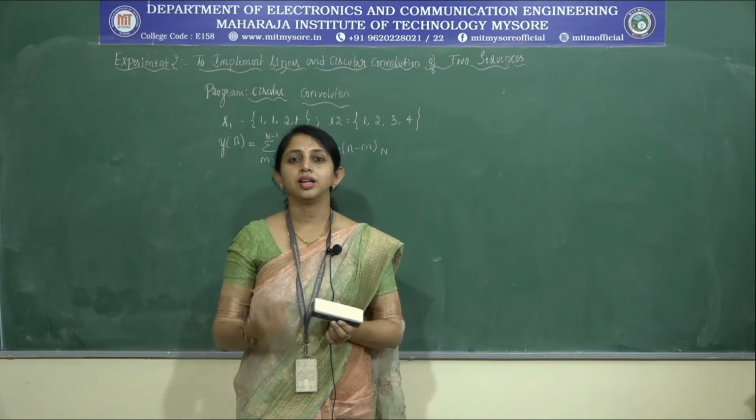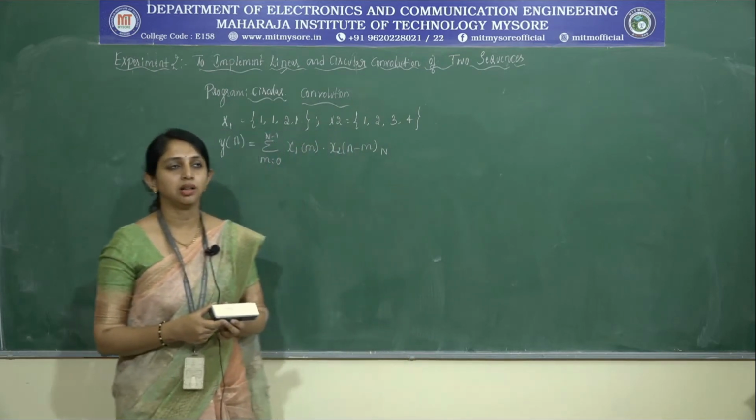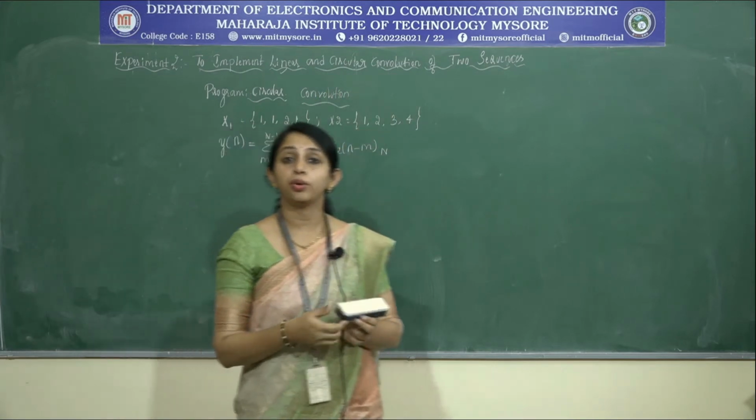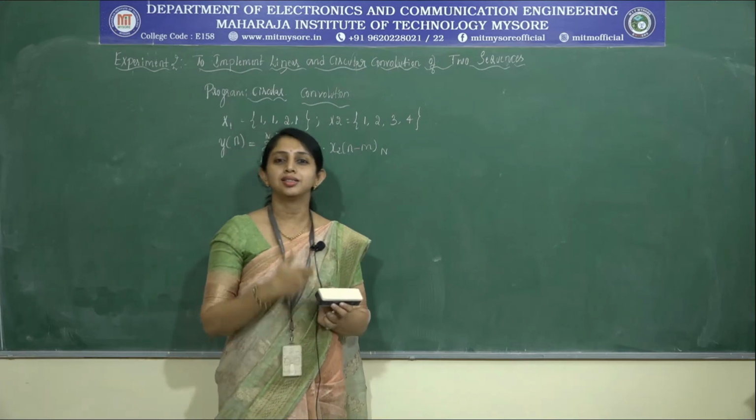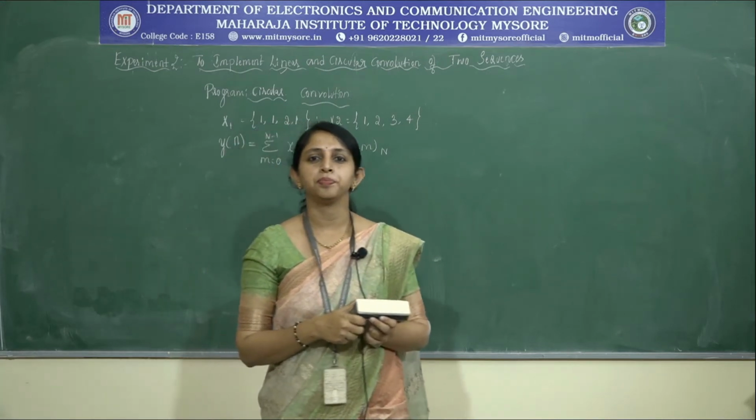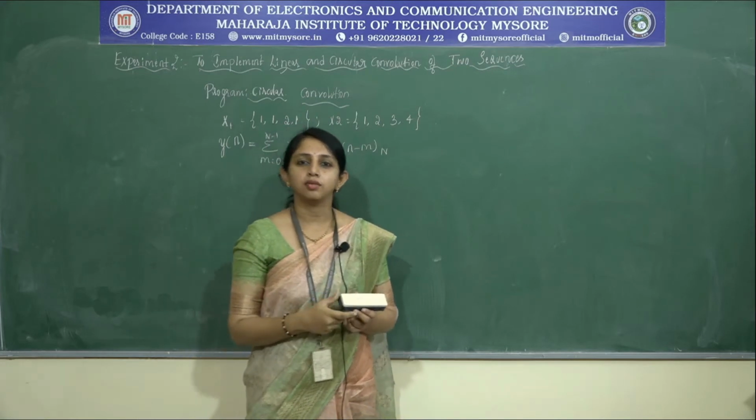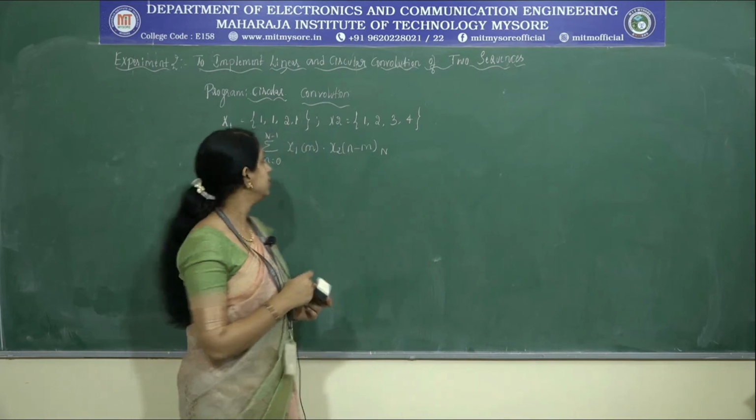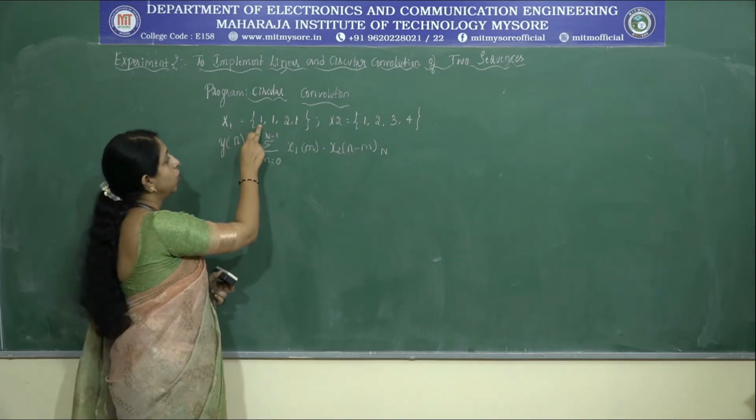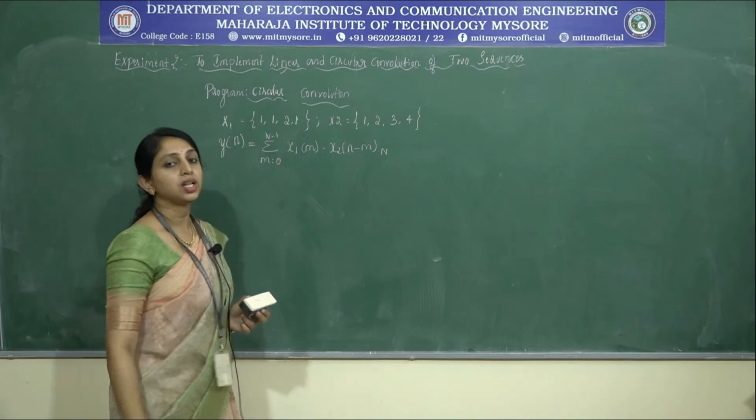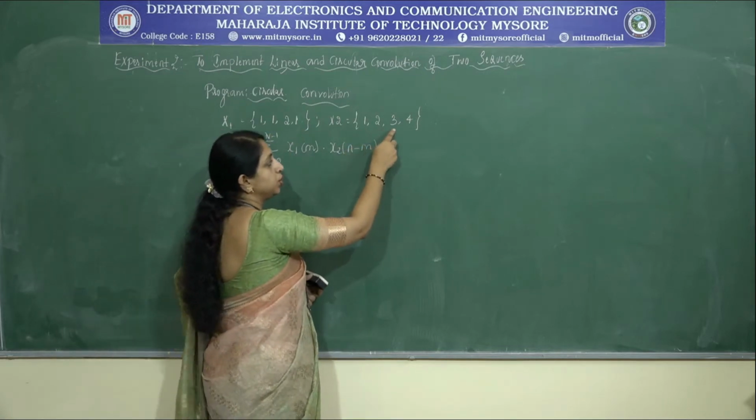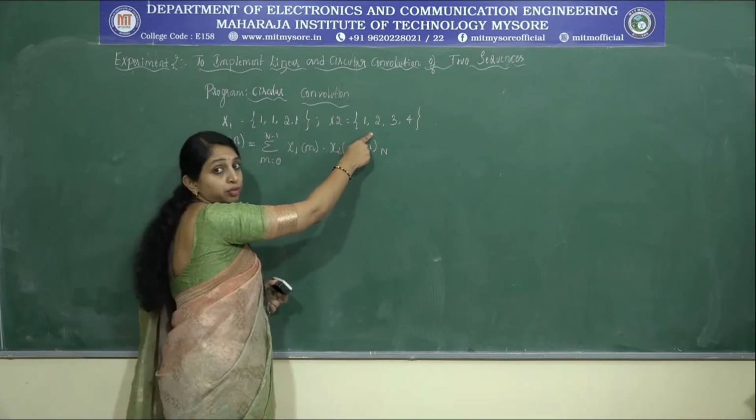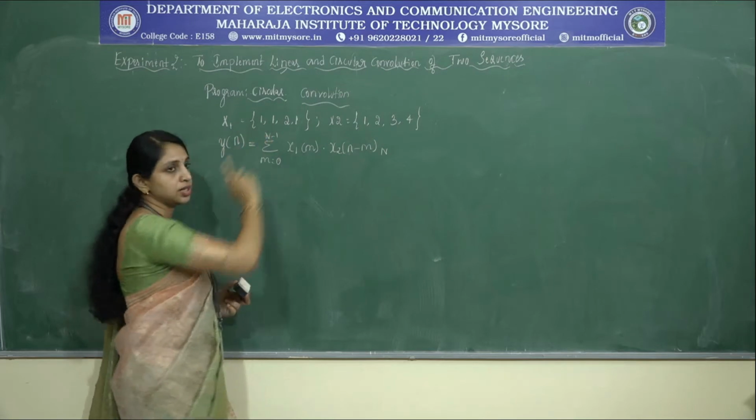Now I'll explain the next part of the second experiment, that is circular convolution. Here also, before going into the programming of circular convolution, let us see how to solve a circular convolution. Since it is a convolution operation, we need to have two sequences. I have considered two sequences called x1 = 1 1 2 1 and x2 = 1 2 3 4. Both are of length 4.